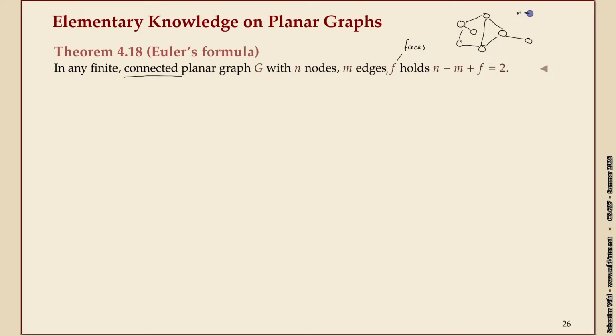What's the number of vertices? Well, 1, 2, 3, 4, 5, 6, 7. Okay, you correct me if I'm doing nonsense. 7. Then the number of edges. 1, 2, 3, 4, 5, 6, 7, 8.